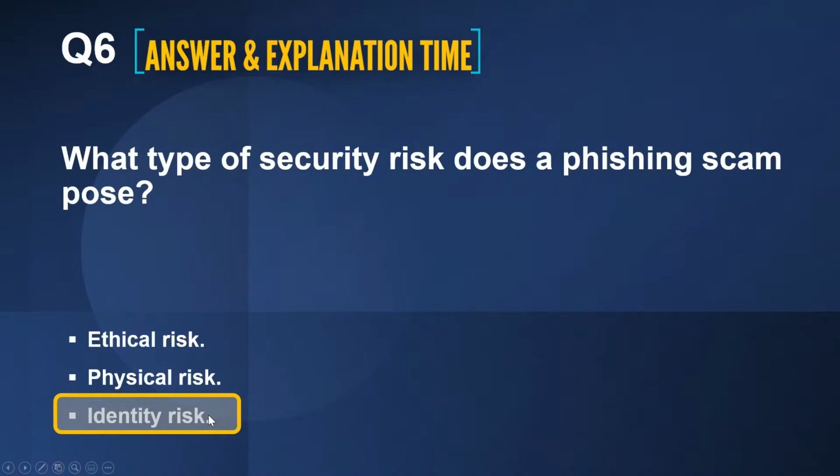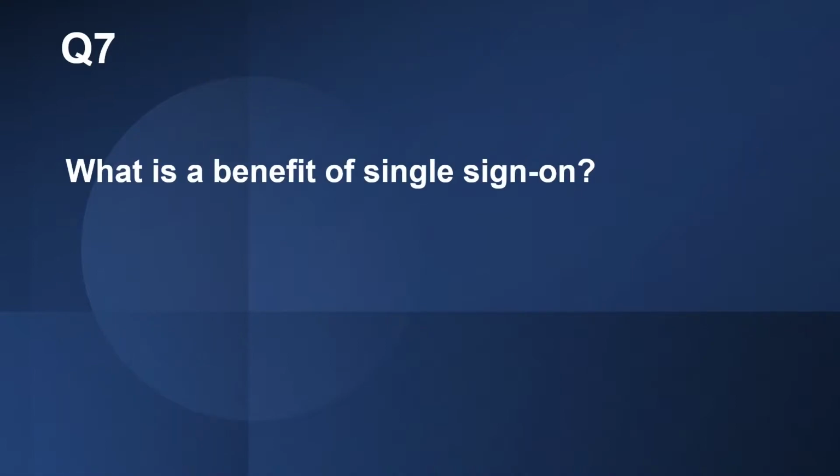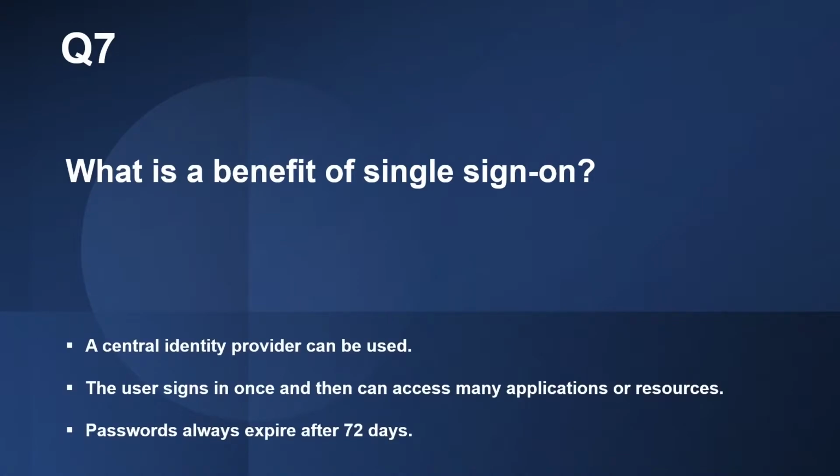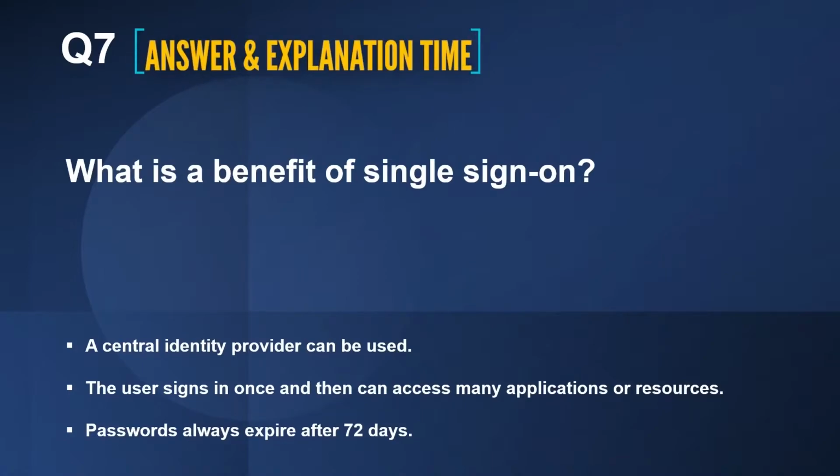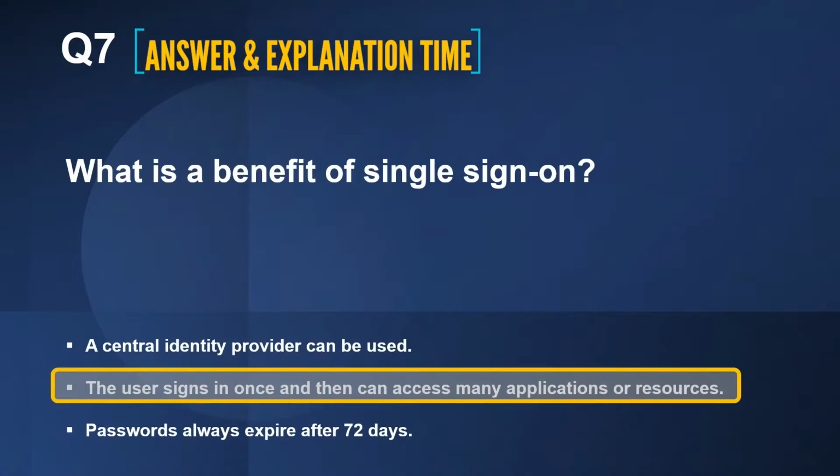Correct answer is identity risk. A phishing scam is an example of an identity attack. Question number 7. What is a benefit of single sign-on? The options are a central identity provider, which can be used. The user signs in once and then can access many applications or resources, or a password always expires after 72 days. The correct answer is the user signs in once and then can access many applications or resources.